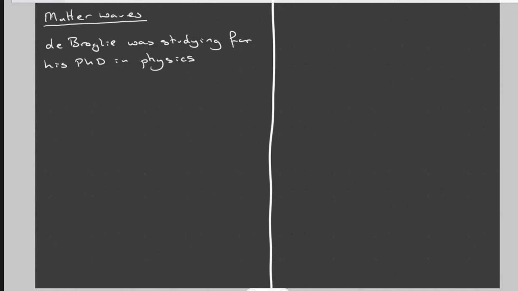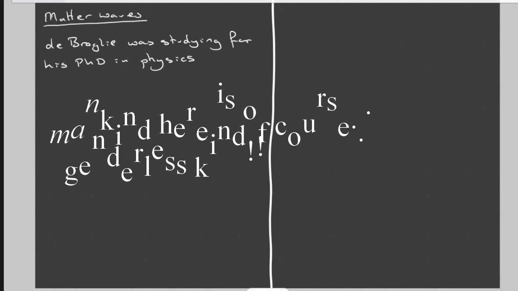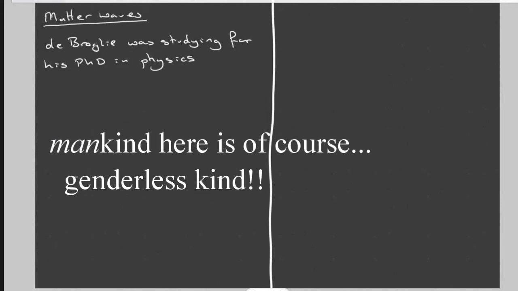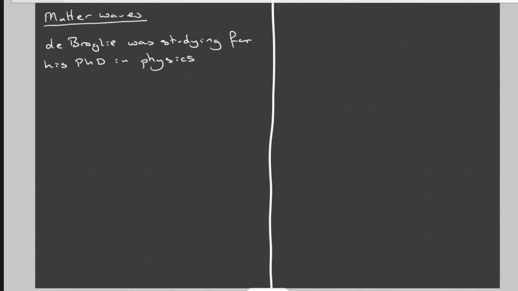The criteria is that you have to add to the sum total knowledge of mankind. In other words, as a result of your work, which normally is a 3-year piece of research, mankind should know more about the universe as a result of your work than it did before you did your work. That's the criteria. And de Broglie was studying for his PhD in physics and made the following statement.